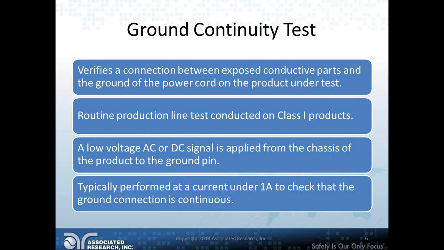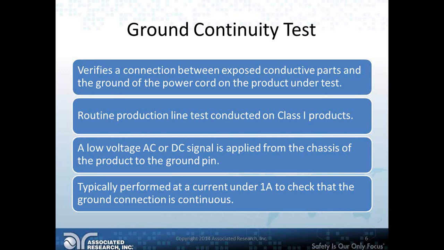Now, the ground continuity test does have its shortcomings. The ground connection to a product should be rated to handle its nominal input current in case a fault occurs and the line voltage becomes present on the product's metal enclosures.